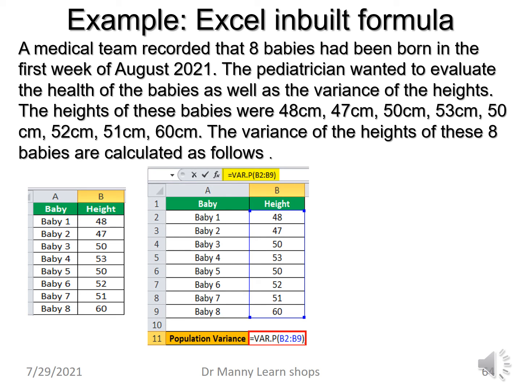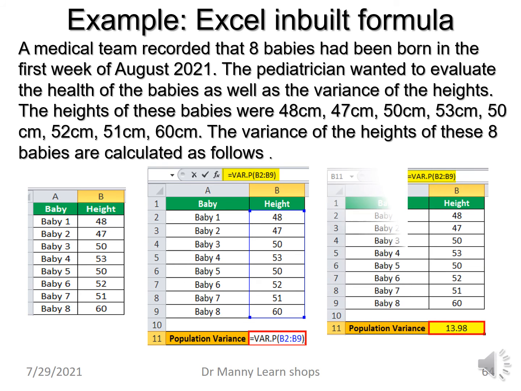The variance of heights in these 8 babies is calculated as follows, and this is using the Excel inbuilt formula. So the population variance was 13.98. The tools that we have in Excel and SPSS are very user-friendly. As I said, the population variance, 13.98.